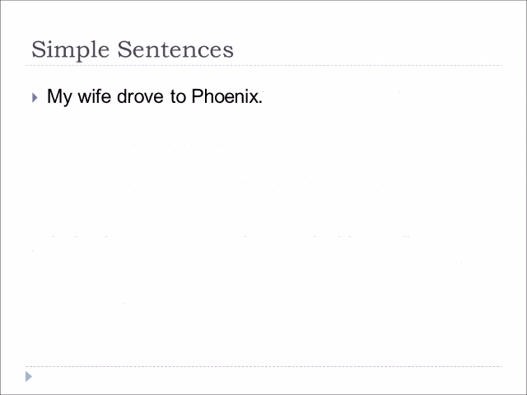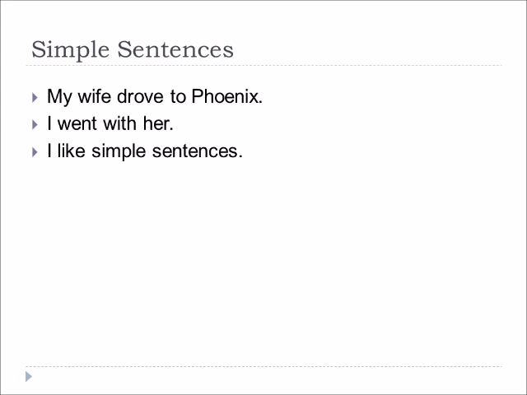All right, here are some simple sentences. Let's take a look. My wife drove to Phoenix. What is the subject? Wife. And what is the predicate verb? Drove. Sentence number 2, I went with her. The subject is I, and the predicate verb is went. I like simple sentences. Subject, I, predicate verb, like.